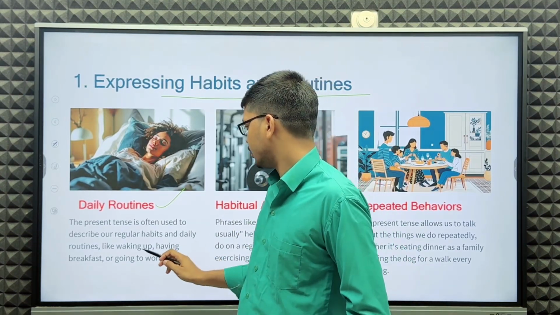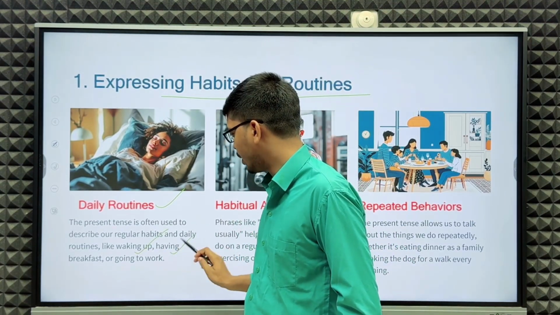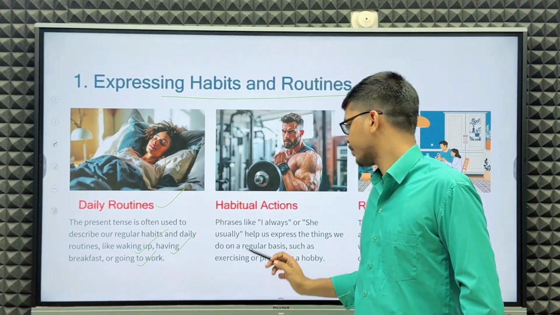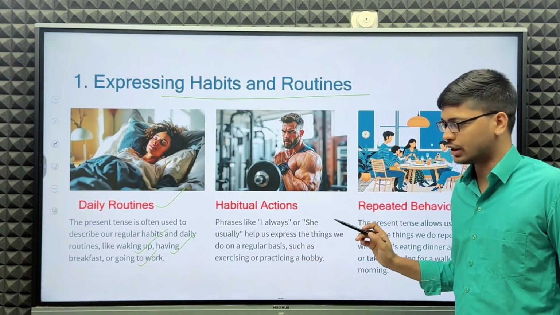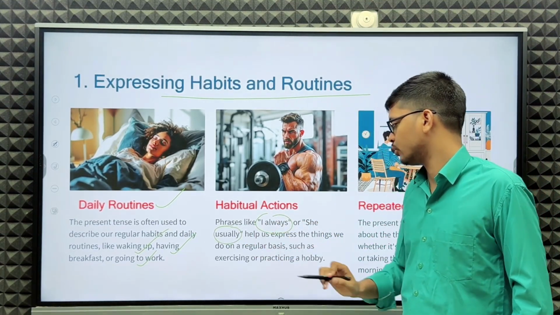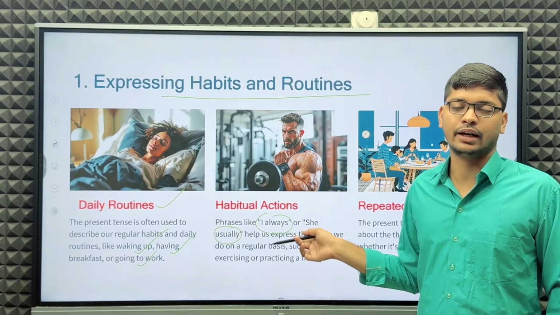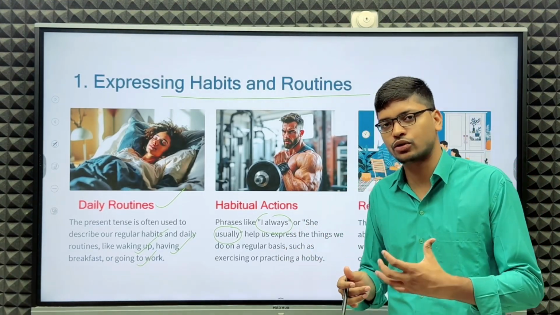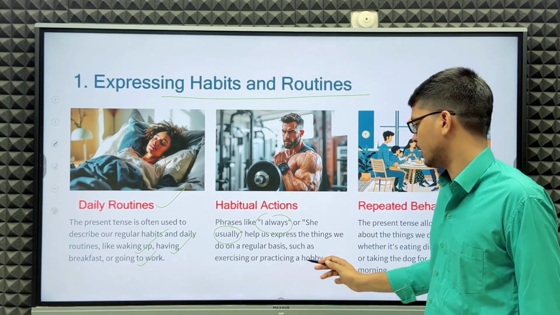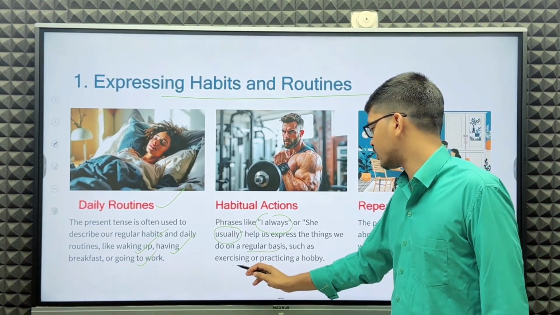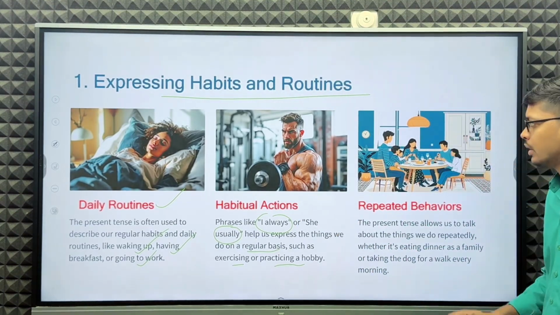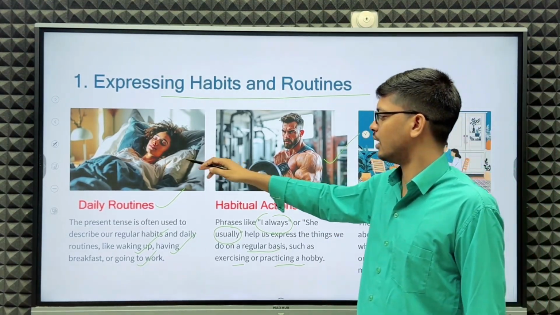Daily routines are waking up, having breakfast, and going to work. These are daily routines. Habitual actions mean things I always or usually do. Always and usually are adverbs of time, so we can use them with the simple present tense, like on a regular basis, exercising, practicing a hobby. They are all habitual actions, like exercise and walking.